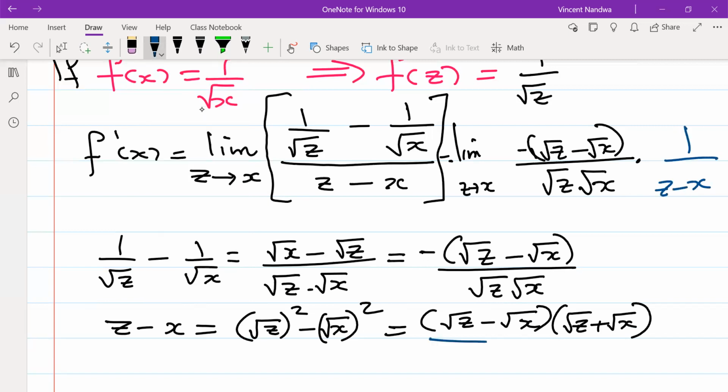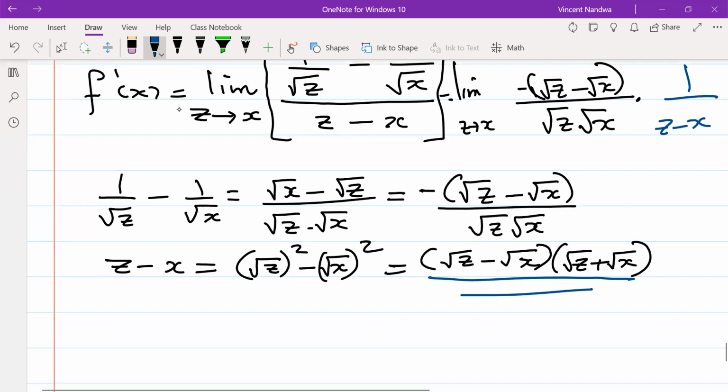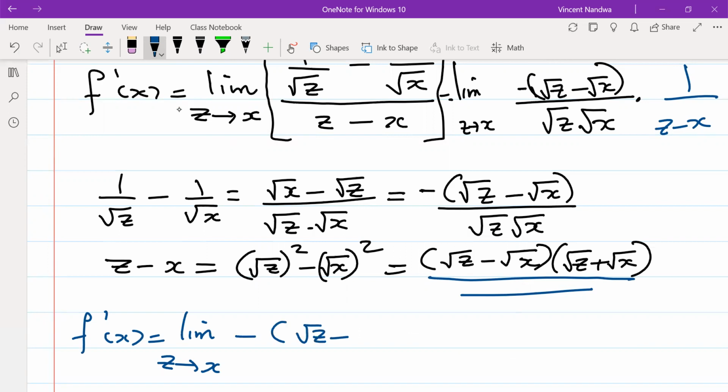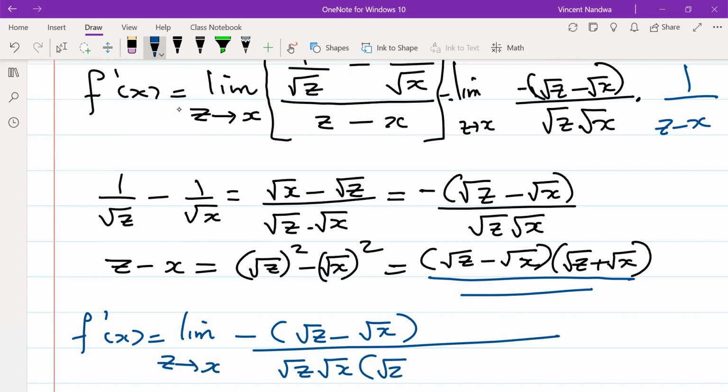Yeah, we have written it in terms of this root so that they will cancel with some of these expressions. So f prime of x is the limit as z approaches x of negative of root z minus root x over root z root x into root z minus root x, correct.